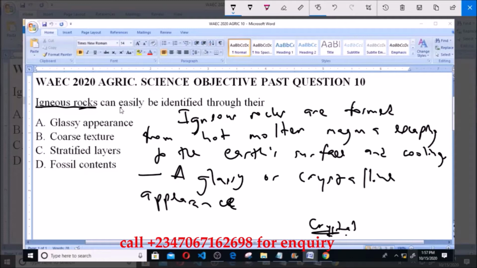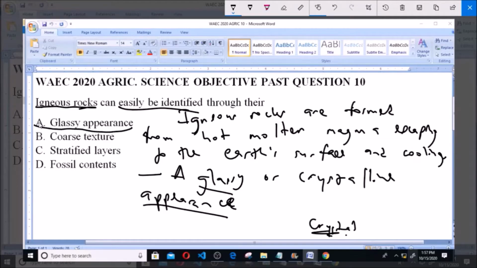That's why we are asked how it can easily be identified. So from what we have said, a glassy appearance is option A. So option A, glassy appearance, is the correct answer to this question.